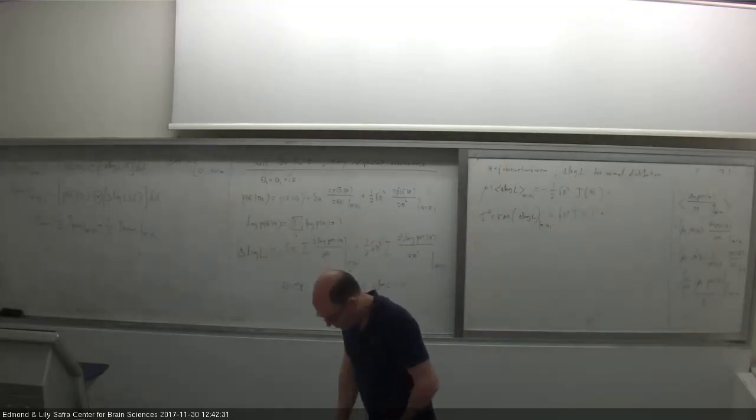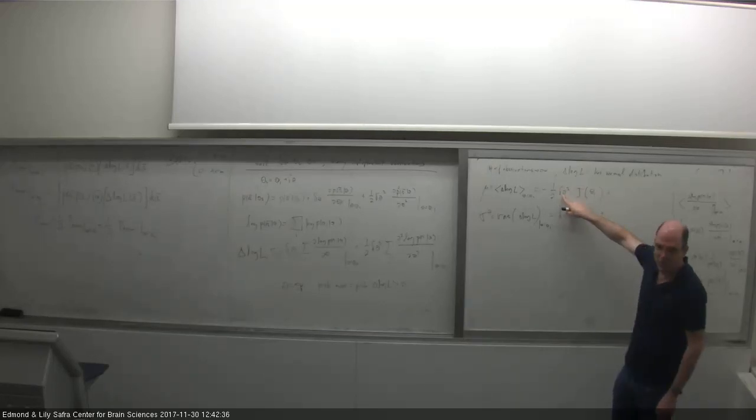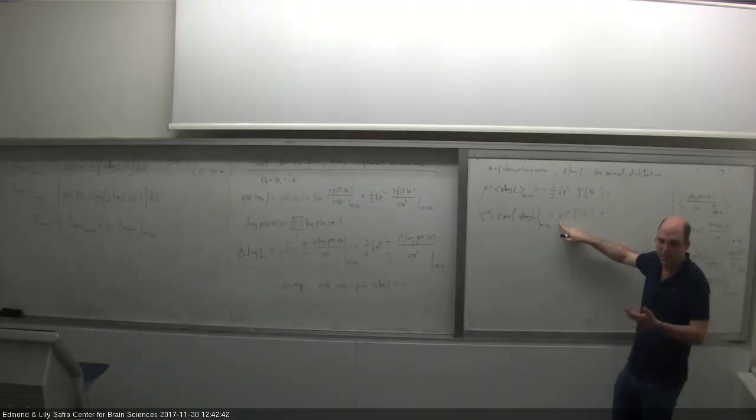Why do we neglect it? Because the mean is order delta theta squared, so squared it's order delta theta to the power 4. So it's small compared to something which, in the limit where delta theta becomes small, will become negligible. Okay?